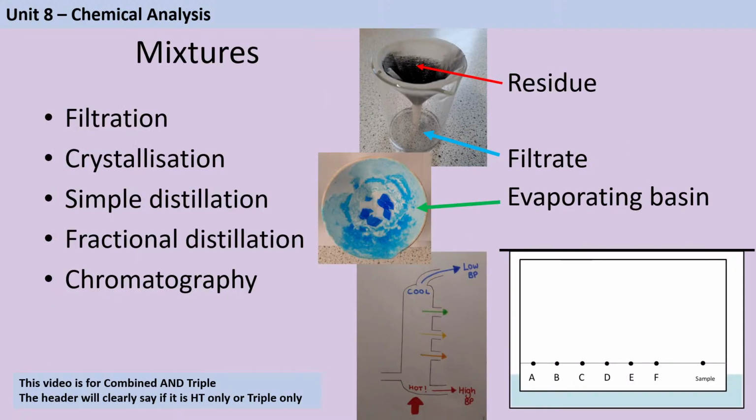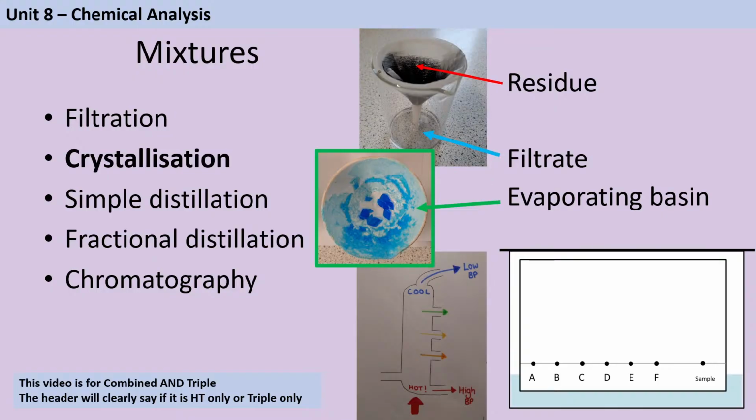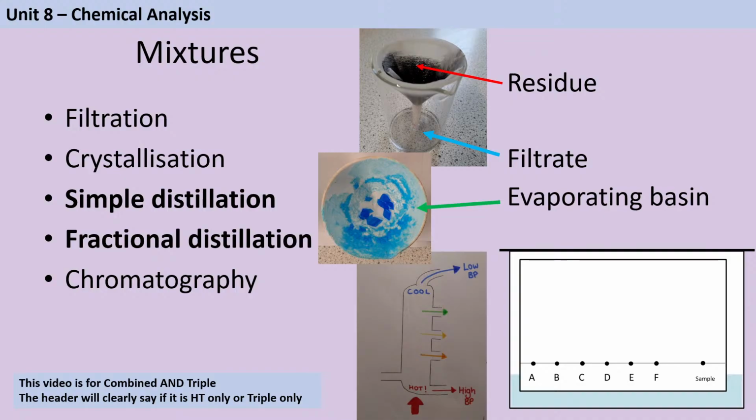Okay, so we've got some different ways that we can separate them, and we mentioned these also in Unit 1, but they're still relevant here. So we've got filtration, which is how we separate an insoluble solid from a liquid by passing it through filter paper. We've got crystallization, which is where we gently heat a solution that contains a soluble solid so that the solvent evaporates and the soluble solid is left behind. We've then got simple distillation and fractional distillation, which is separating things according to their boiling points.